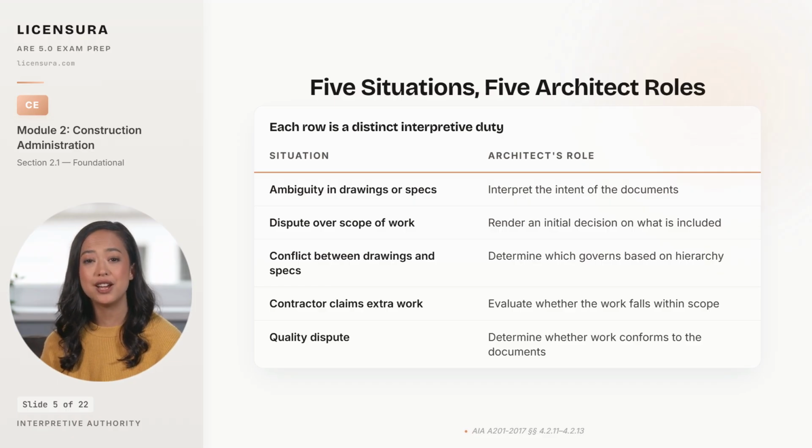When the contractor claims a piece of work is outside the contract, you evaluate whether it falls within the scope as originally agreed. And when the dispute is about whether the work as built meets the quality required, you determine whether the in-place work conforms to the contract documents. In every one of these 5 situations, your obligation is to be impartial, and that obligation does not yield to the fact that the owner is the one paying you. When drawings and specs conflict, the hierarchy is not optional. A201 Article 1 wrote it for you.